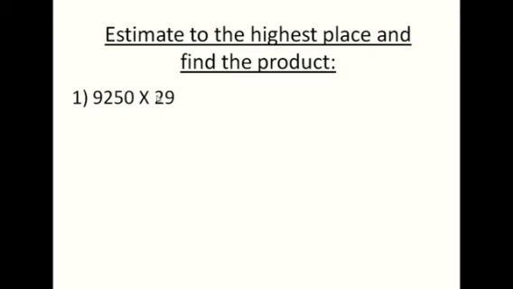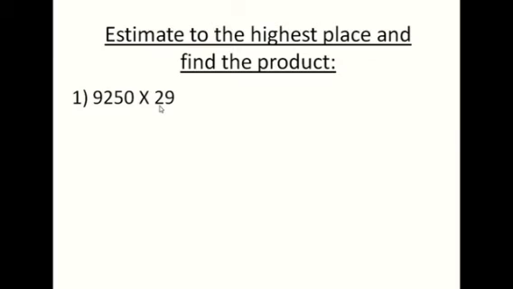Both the multiplicand and multiplier we will estimate to the highest place, and then we will find out the product, and that will be the estimated product. So 9250, it is a 4-digit number. If you check the highest place, it is 1000. If we look at 29, it is a 2-digit number and the highest place is tens place. So 9250 should be estimated to the nearest 1000 place, whereas 29 should be estimated to the nearest tens place. So let's start working out. You will also start in your notebook.